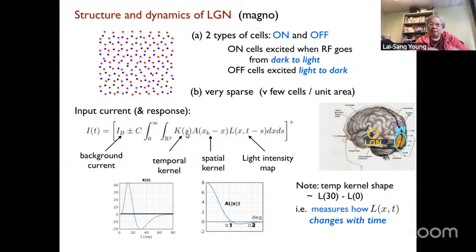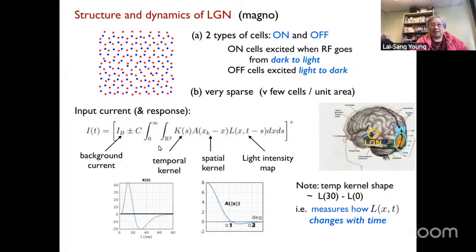So this one is like you're taking a derivative in time. Summing in space, taking a derivative in time. And this is why you are detecting the changes from light to dark and dark to light, depending on the sign of them. It's upside down for the other one. So this is all there is to know for this talk about what LGN does. Ready to go to the next one?